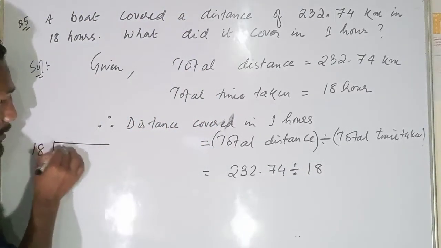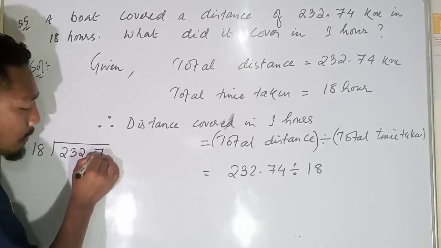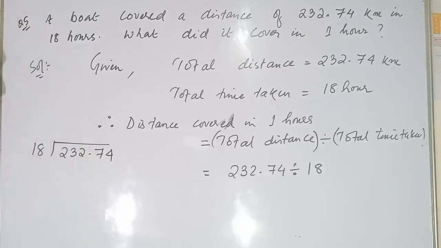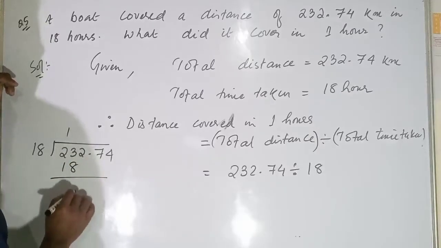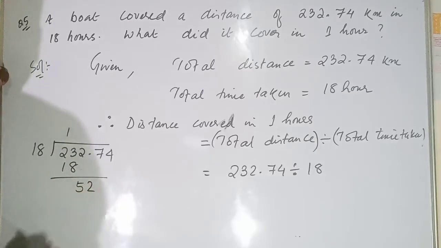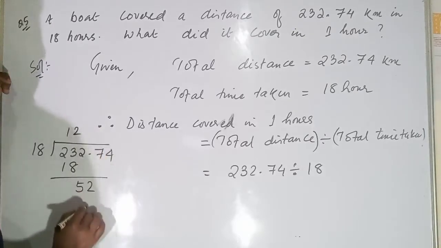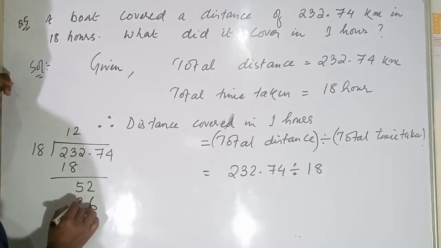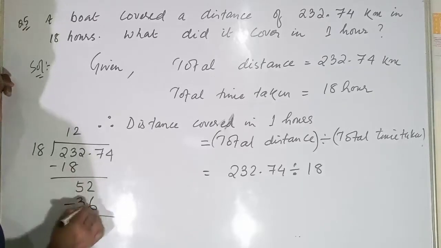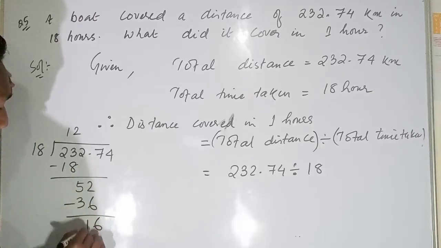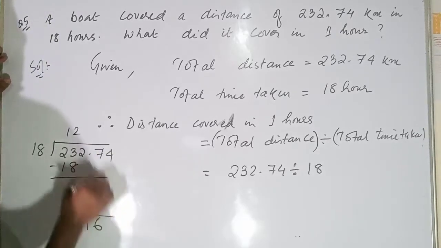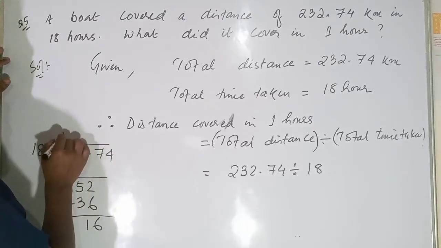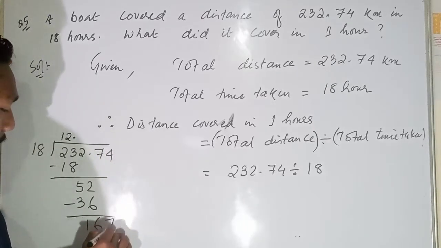So 18 into 232.74. Divide: 18 ones are 18, so subtract it, this one how much is it? 5. Now 52. 18 twos are 36. So subtract it again. 4 minus 1, 1. So 16 is less than 18, so I have to bring down 7. In order to bring it down, I have to put the point here. So it will be 7 here.